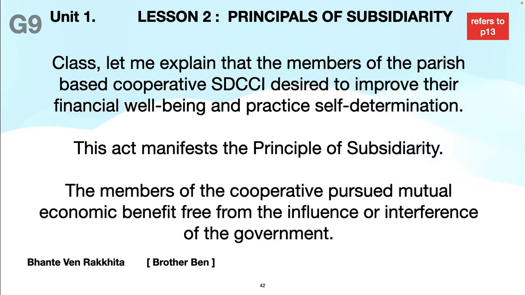Class, let me explain that the members of the parish-based cooperative SDCCI desired to improve their financial well-being and practice self-determination. This act manifests the principle of subsidiarity. The members of the cooperative pursued mutual economic benefit free from the influence or interference of the government.